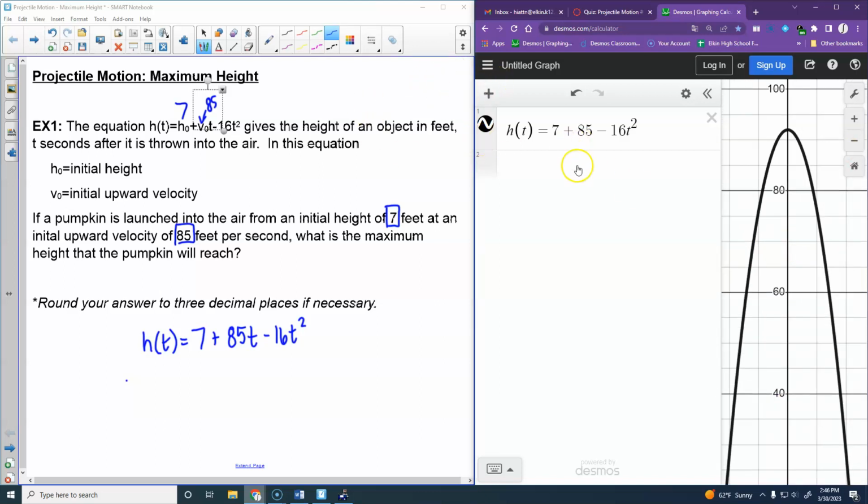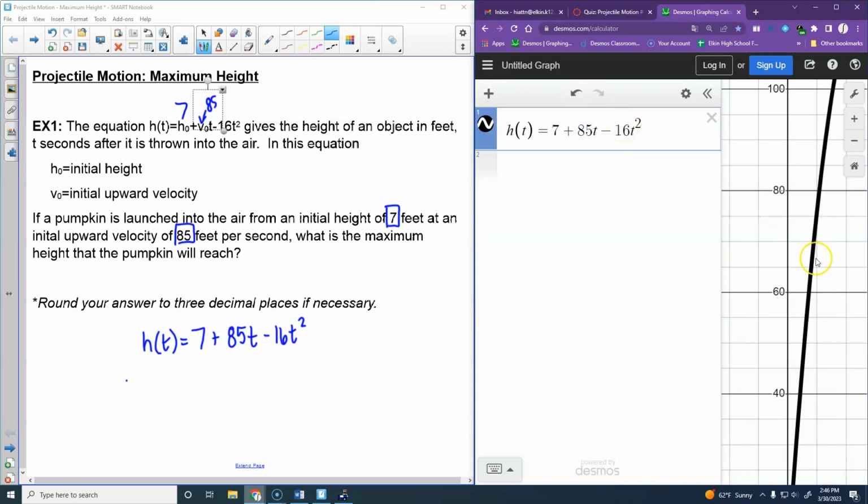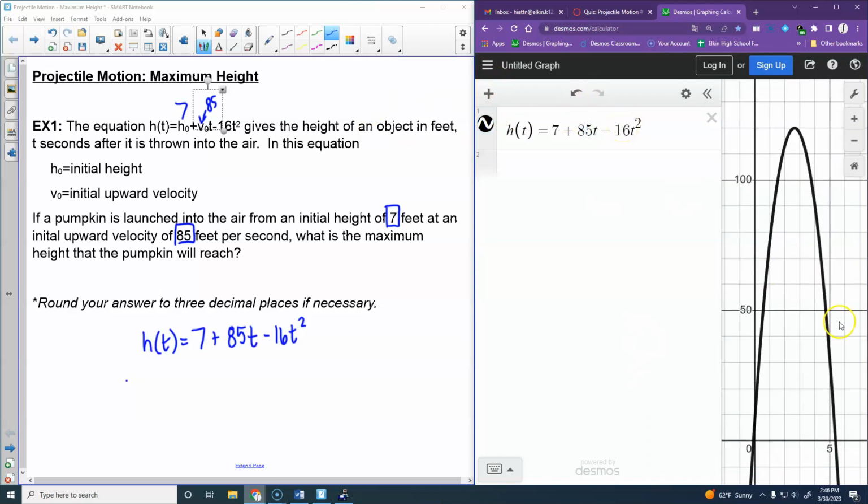Oh, what did I type in wrong? 85 needs a T. There we go. Now it looks right. So, what's this question asking for? Maximum. Where's that going to be on this graph? Highest point right here. So you're just going to click. There it is.